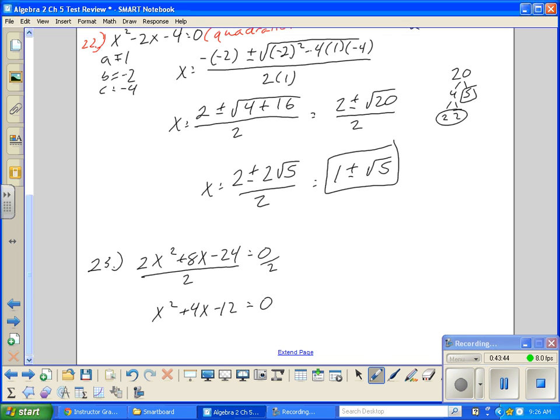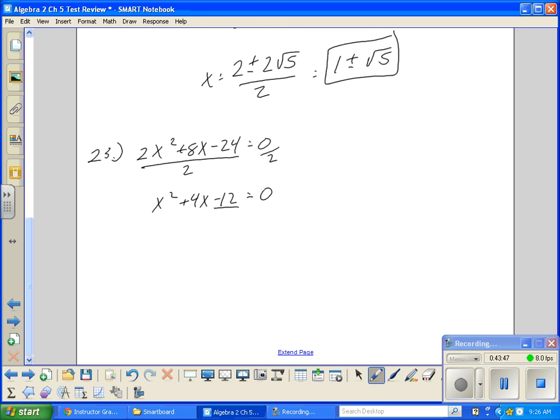And then my preferred is to see if I can factor it, so I look at negative 12, to see if there are any factors of negative 12 that add up to positive 4. So you've got 1 and negative 12, or negative 1 and 12, 2 and negative 6, or negative 2 and positive 6, 3 and negative 4, or negative 3 and 4. I'm looking for the pair that adds up to positive 4, which is negative 2 plus 6 equals 4. So that factors to x minus 2, x plus 6 equals 0.